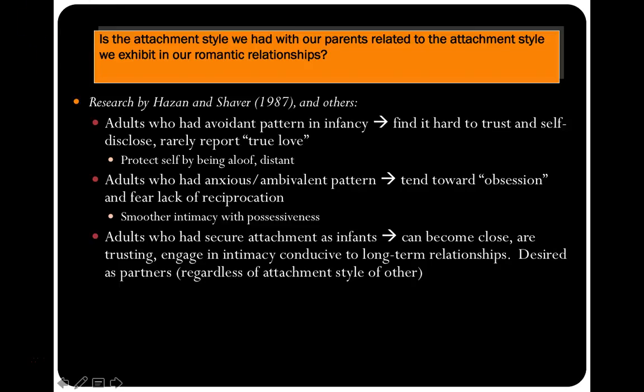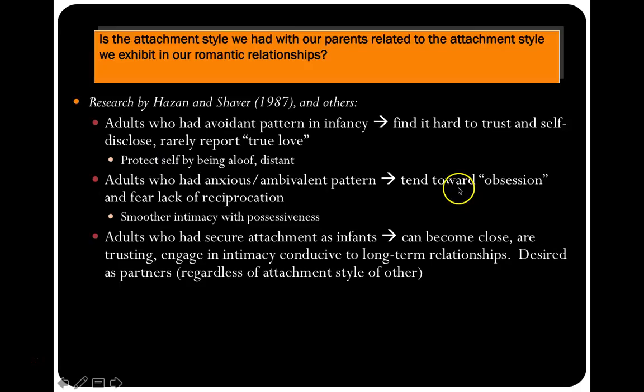So adults who had an avoidant pattern in infancy tended to find it harder than others to trust and self-disclose. They rarely report true love. They seem to protect themselves by being aloof and distant. Because they've got this avoidant pattern, it translates into how they behave as adults and what their preferences are.